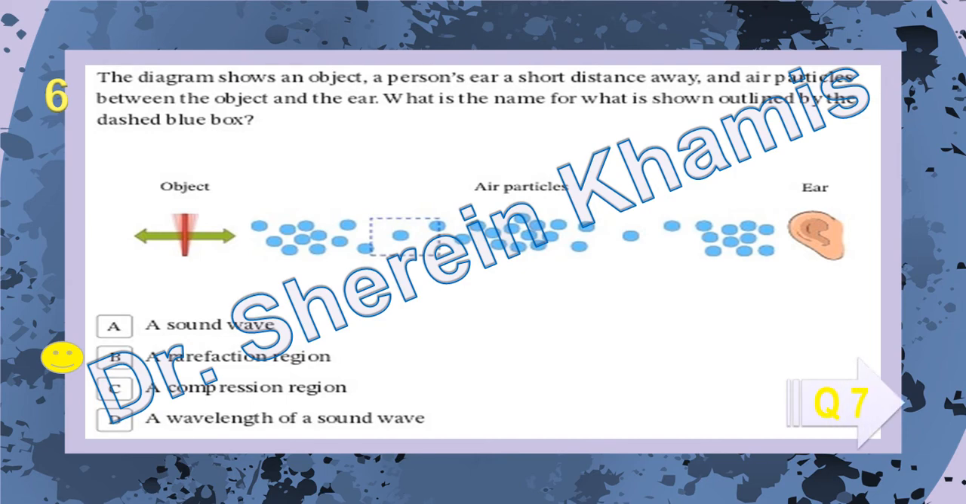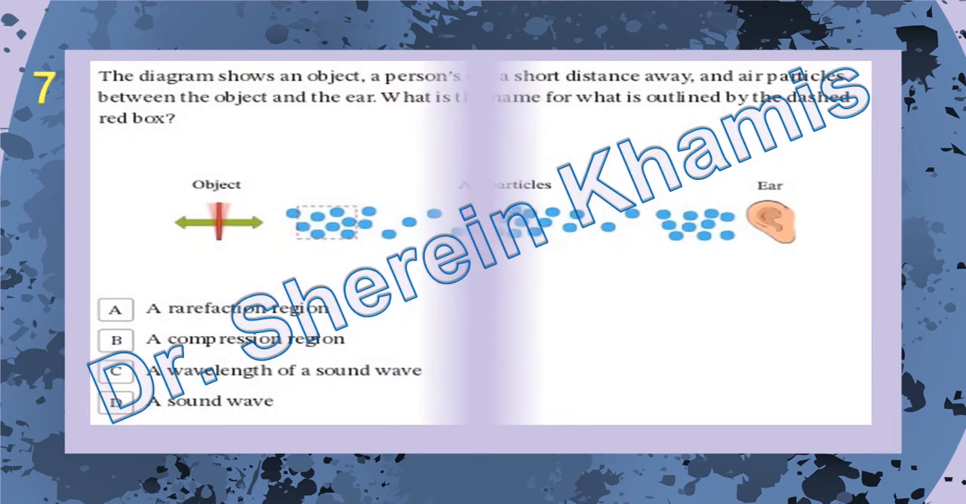Okay, let's go into question 7. This diagram also asks about the outlined red box. In the previous question we had the rarefaction; in this one we have the compression, the air particles of high density and high velocity, so we are going to talk about a compression region. Okay, let's go into question 8.